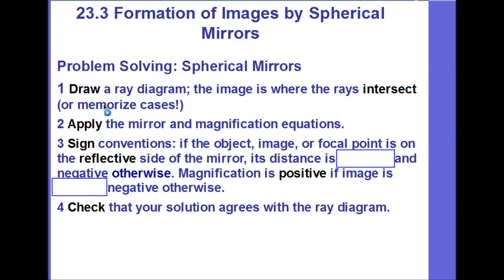If the object, image, or focal point is on the reflective side of the mirror, its distance is positive, and negative otherwise. Magnification is positive if the image is upright, negative otherwise. Check that your solution agrees with the ray diagram or with your memorized cases. Let's go ahead and take a look at a few examples here.